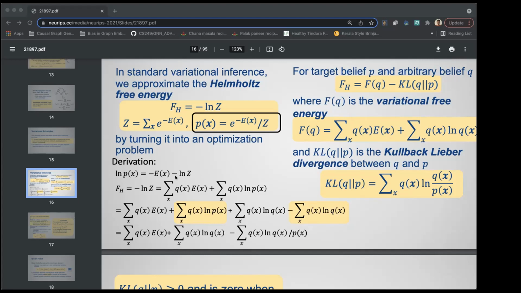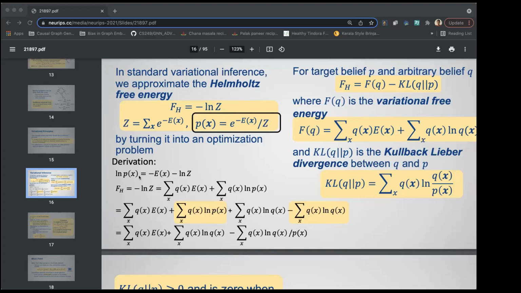I understand. Okay, so we add the energy to both sides of this and then multiply by this arbitrary belief Q and then sum over all x. And it should give us this log C or negative log C. Okay, thank you, Professor Sun. That makes sense. Okay, yeah, so that makes a lot of sense.